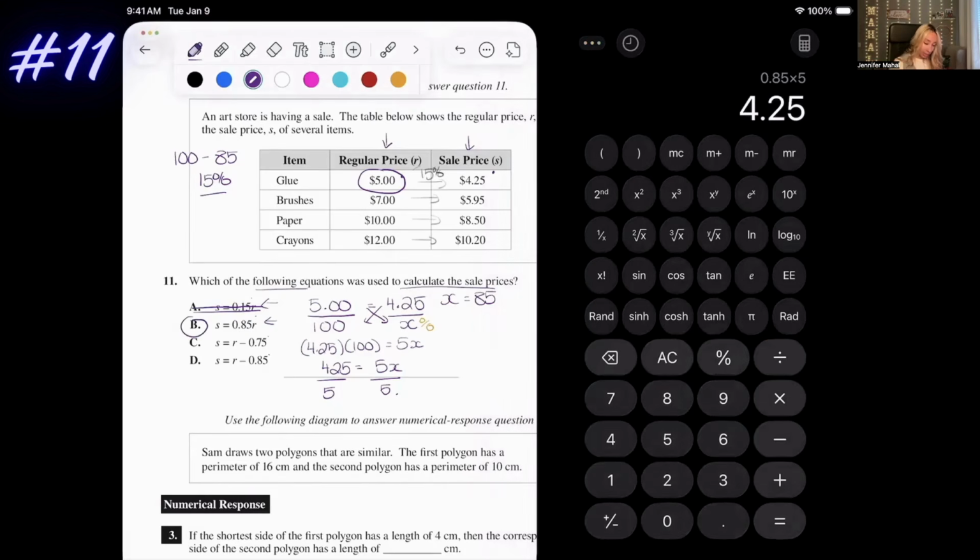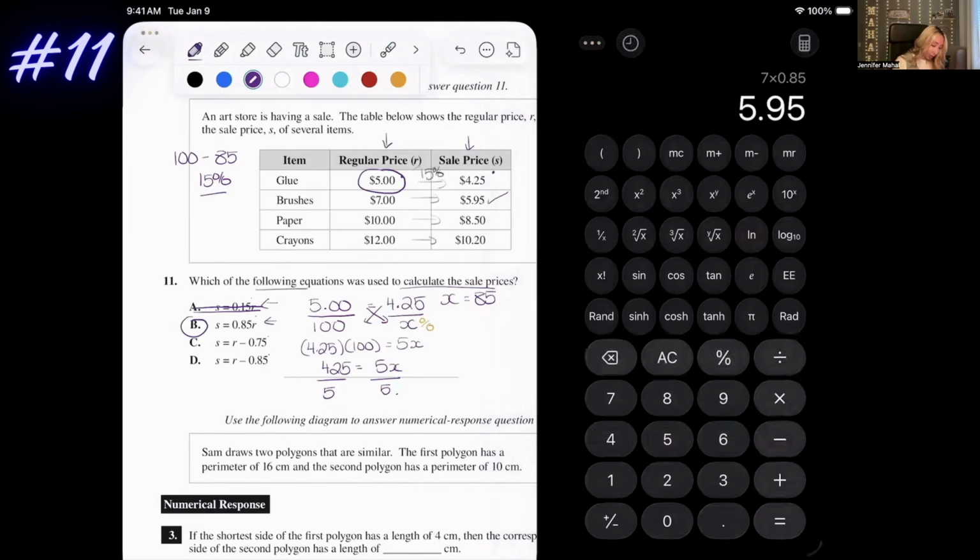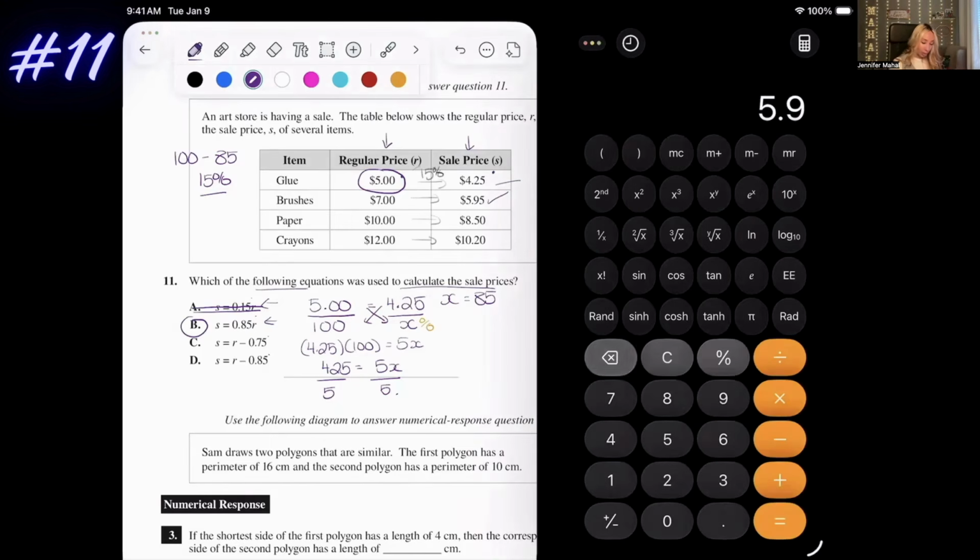And you know what I'm going to say? We're going to just try another one to be sure. So we're going to go $7 times 0.85. That's going to get me the next one. So that one looks like our option. We can try C just to be sure, although I'm pretty sure the answer is B.